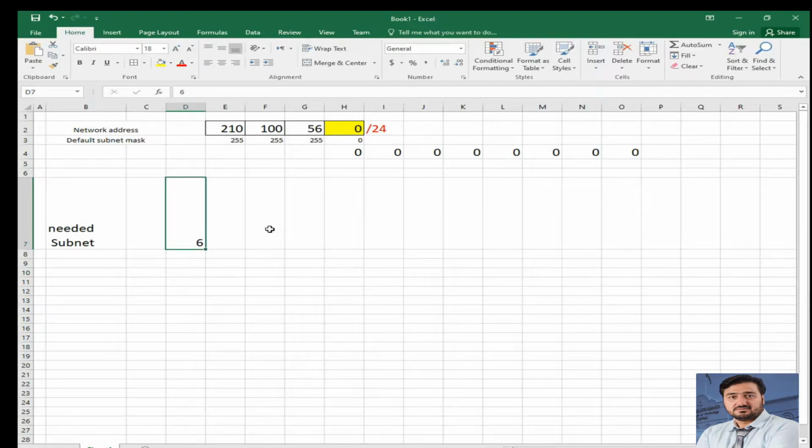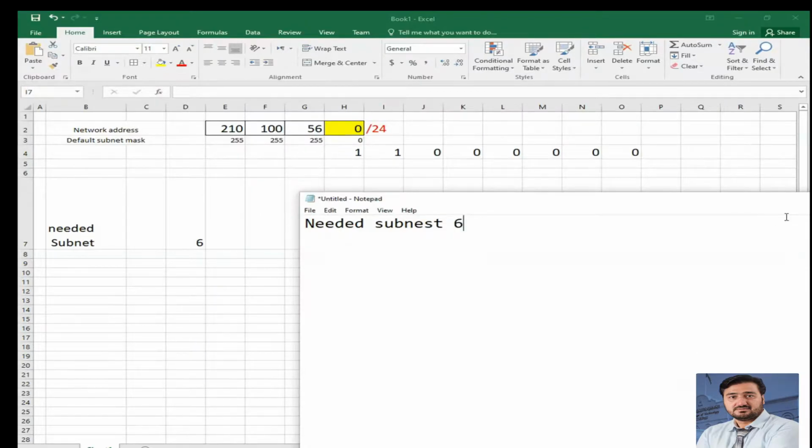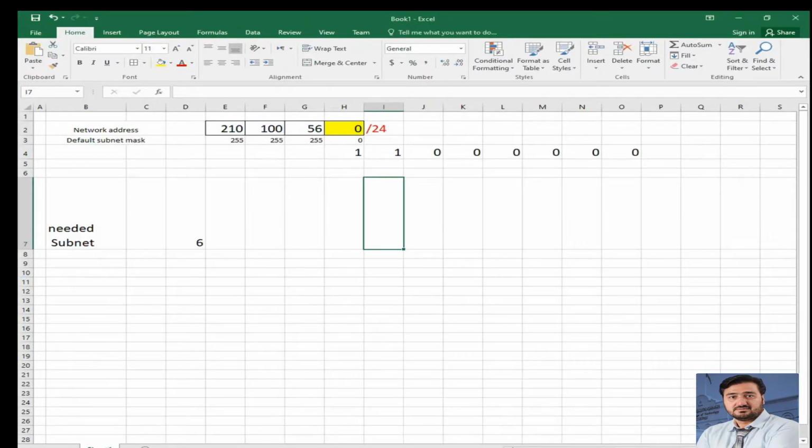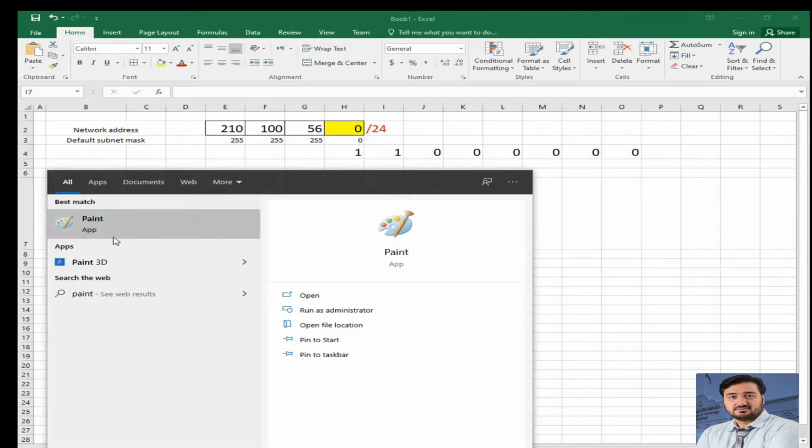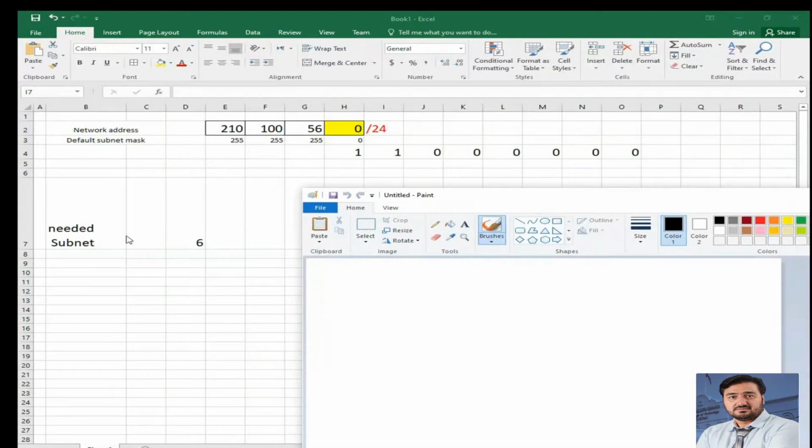So how does it become 6? If we take 2 power, meaning if we borrow 2 bits, 1 and 2, what will be the value? See here, needed subnet is 6. If I borrow 2 bits, meaning 2 power 2, that is 4. But our needed subnet is 6.